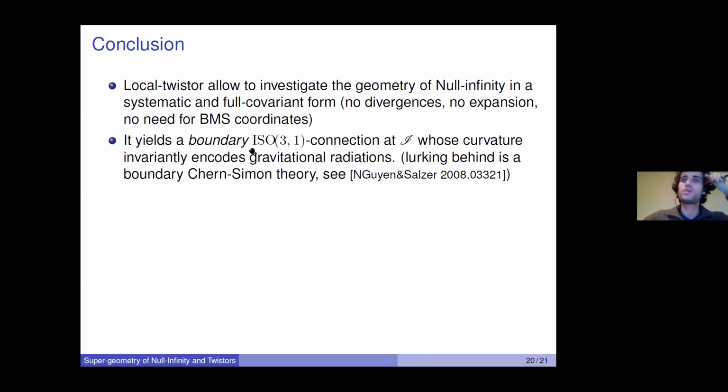Something you might be thinking at this stage is, what about the Chern-Simons theory for this Poincare connection at null-infinity? Actually, it has been worked out very recently by those gentlemen. So you can do this, and indeed, you get what you expect.